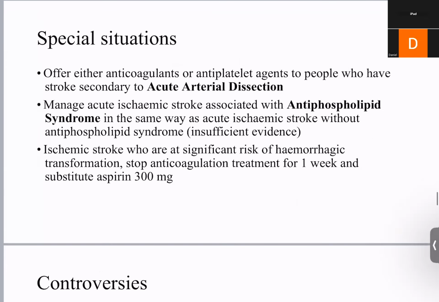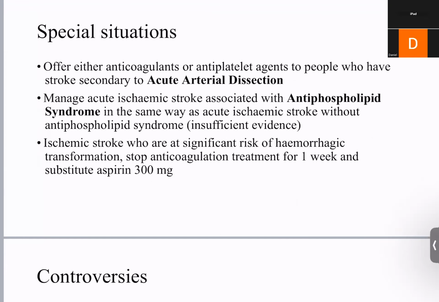And we have certain special situations like acute ischemic stroke secondary to arterial dissection or antiphospholipid syndrome. In acute arterial dissection, either anticoagulants or antiplatelets can be given to people who have stroke secondary to acute arterial dissection. In antiphospholipid syndrome, again, there is insufficient evidence, so the management is the same as that of acute ischemic stroke without antiphospholipid syndrome.